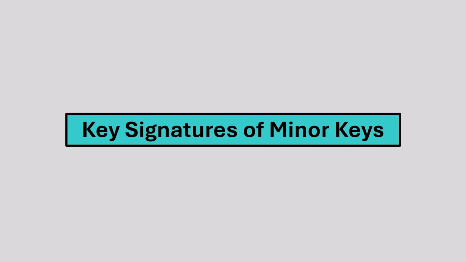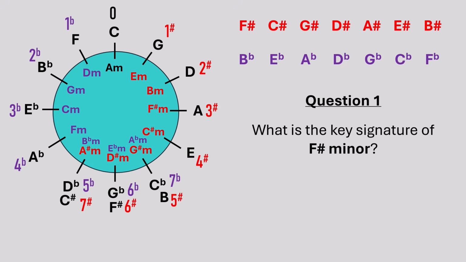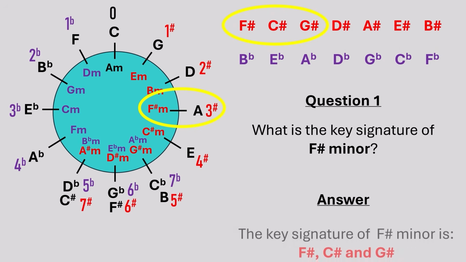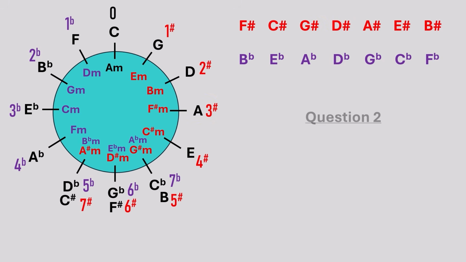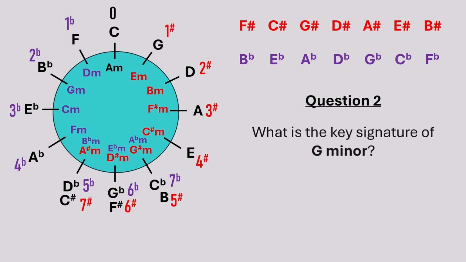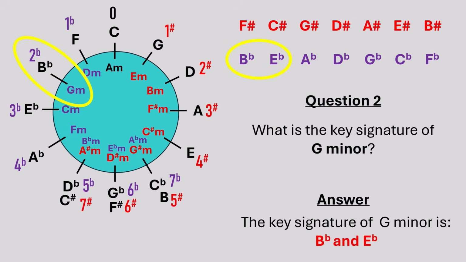And what about the minor keys? Question 1. What is the key signature of F sharp minor? The key signature of F sharp minor is F sharp, C sharp and G sharp. Question 2. What is the key signature of G minor? The key signature of G minor is B flat and E flat.